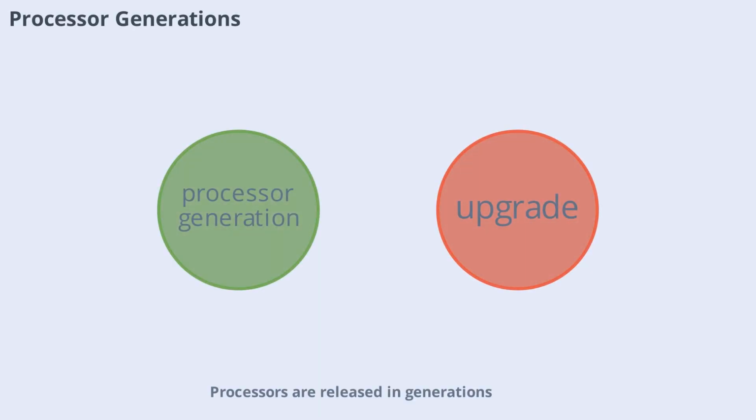Processors are released in generations, with each new generation bringing improvements in speed, efficiency, and features. We'll explain how to identify processor generations, what changes from one generation to the next, and why upgrading to a newer generation can boost your system's performance.